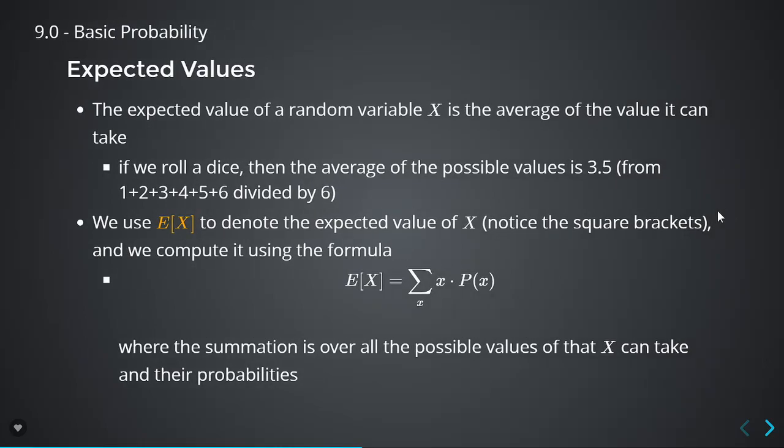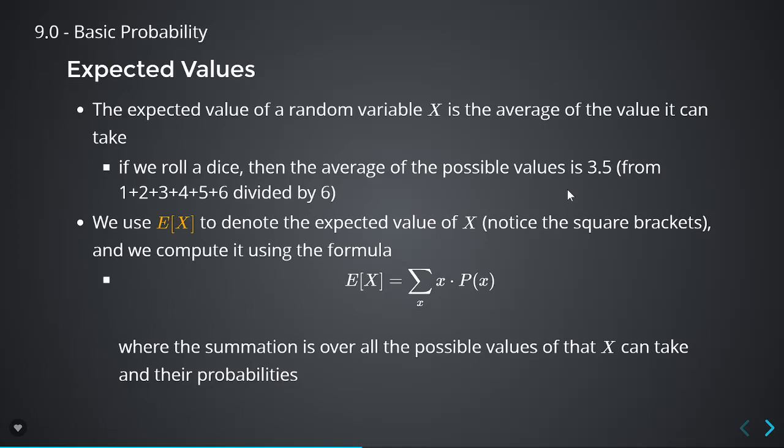Finally, I think this is the last one that we have to worry about: expected values. If you have a random variable X, then this X can take different values with different probabilities. Expected value is like the average value that X can take. For example, if you roll a dice, then the expected value is actually 3.5, because you can get 1, 2, 3, 4, 5, 6 with equal chance. So on average, you will get 1 plus 2 plus 3 plus 4 plus 5 plus 6, which is 21. You divide it by 6, you get 3.5. So that's the average.